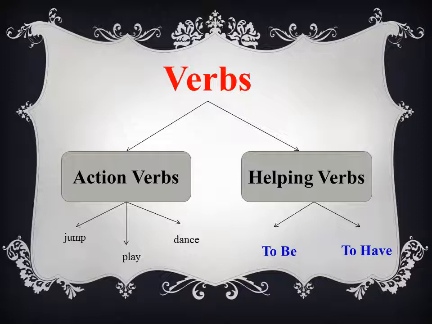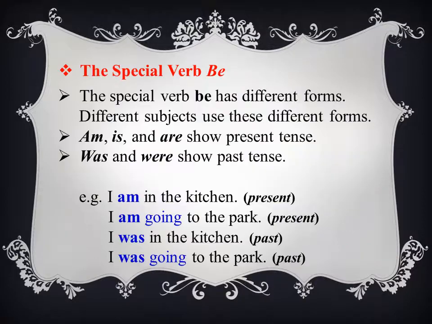And in this lesson, we are going to learn about two types of helping verbs. The helping verb to be and the helping verb to have. Starting with the special verb be, and again remember it is called the helping verb to be. The special verb be has different forms. Different subjects use these different forms.